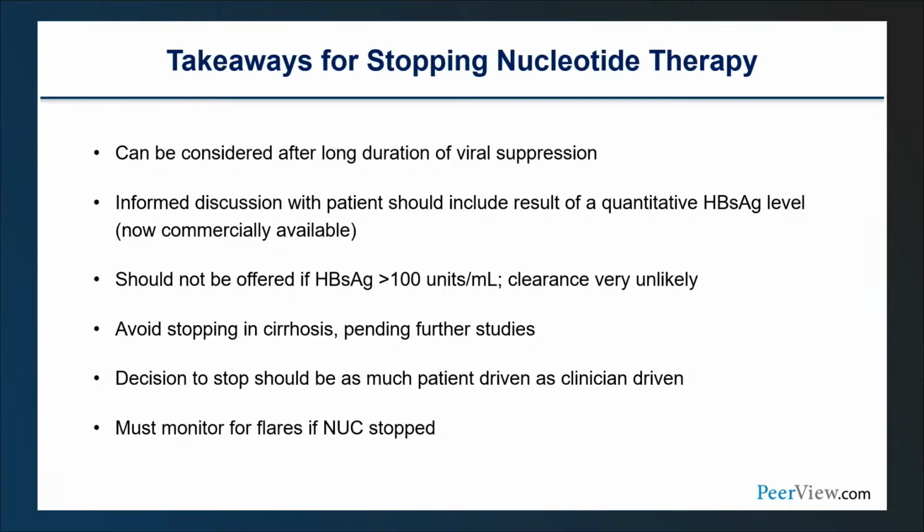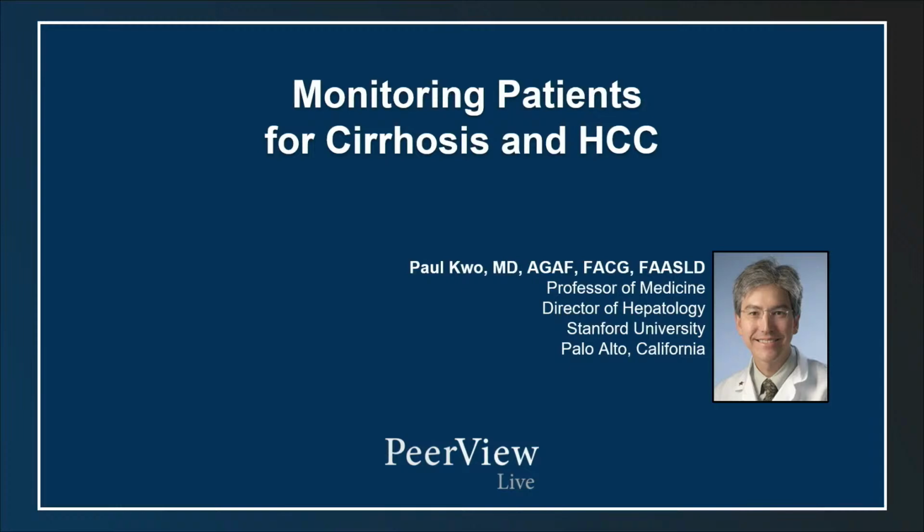It should not be offered if your hepatitis B surface antigen is greater than 100, or based on the rules in the study that Dr. Kwo already talked to you about, because higher than that, clearance is very unlikely. Do not yet be brave enough to stop a cirrhotic, and then decisions to stop really should be a discussion between both the patient and the clinician. All right, back to you.